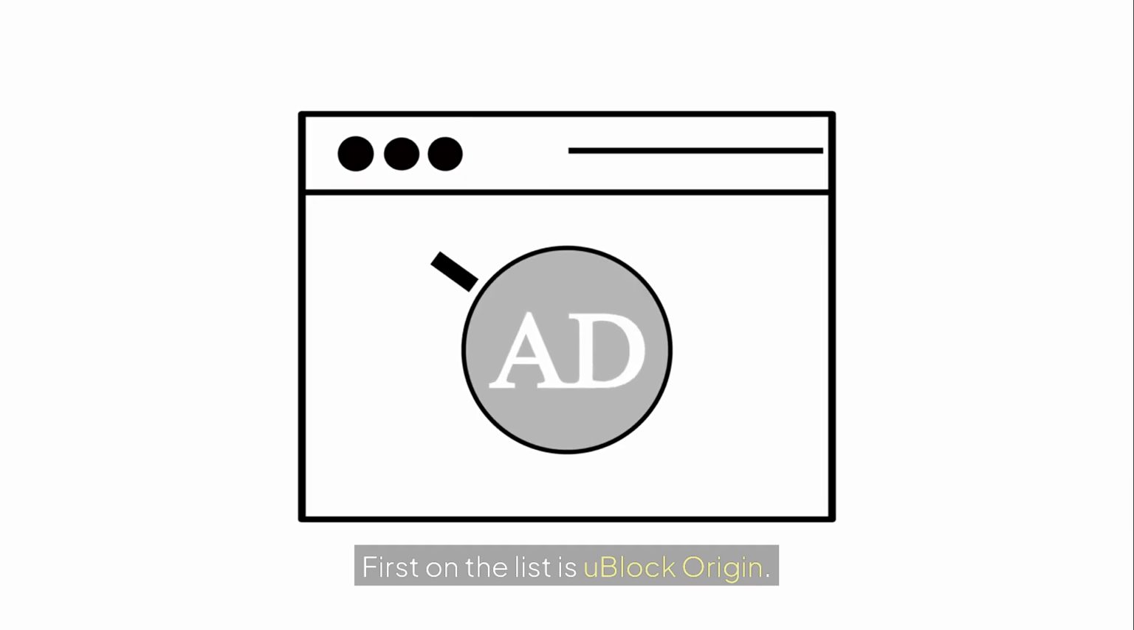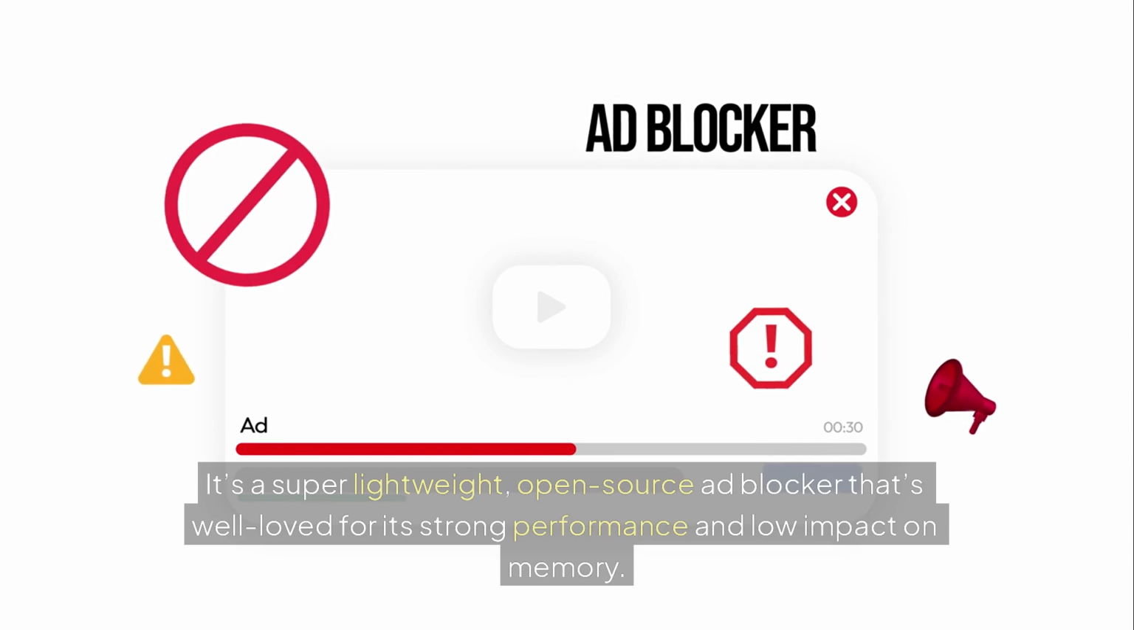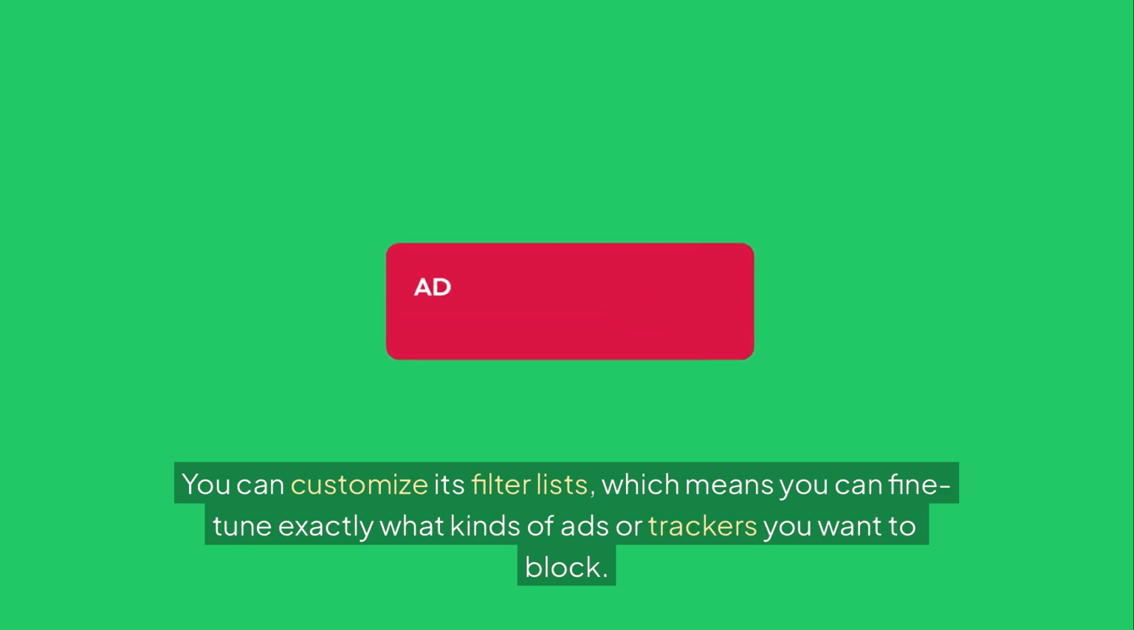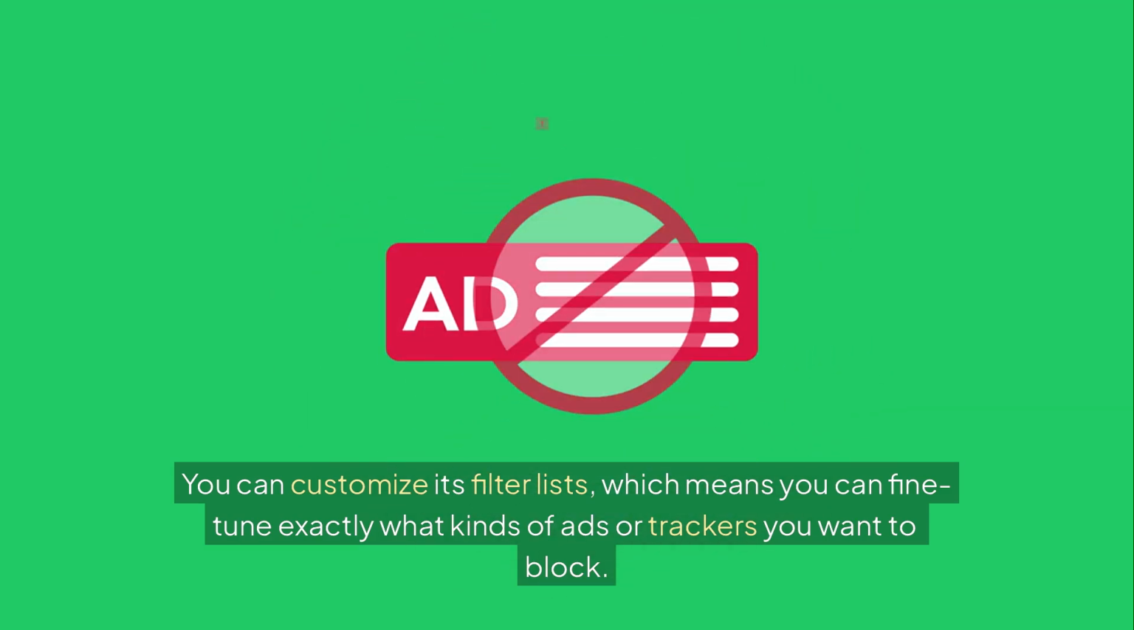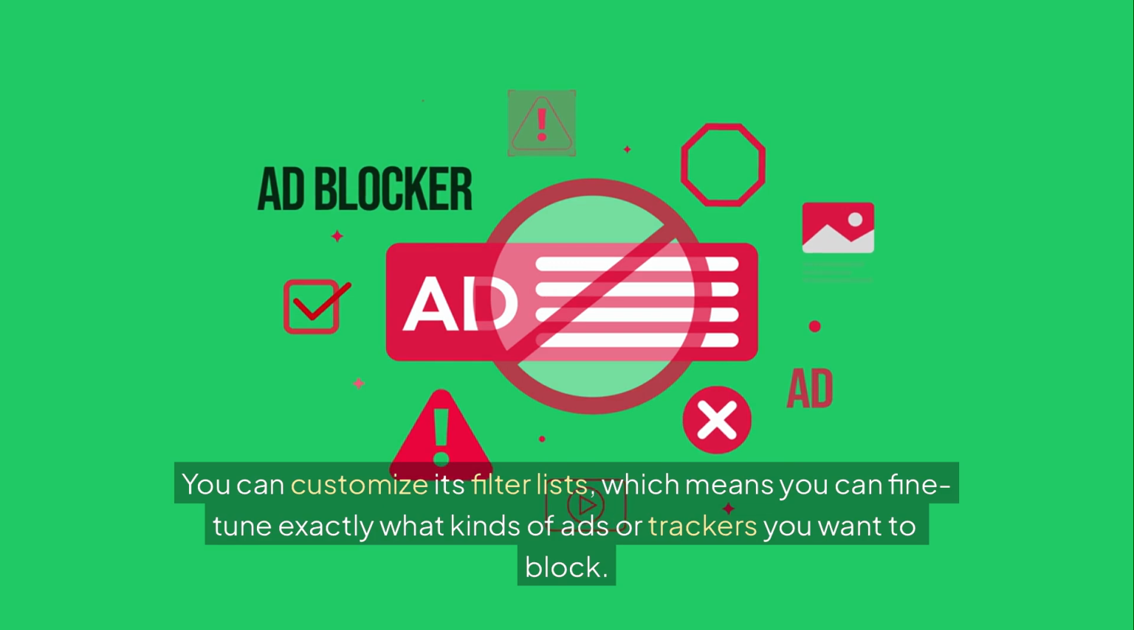First on the list is uBlock Origin. It's a super lightweight, open-source ad blocker that's well loved for its strong performance and low impact on memory. You can customize its filter lists, which means you can fine-tune exactly what kinds of ads or trackers you want to block.